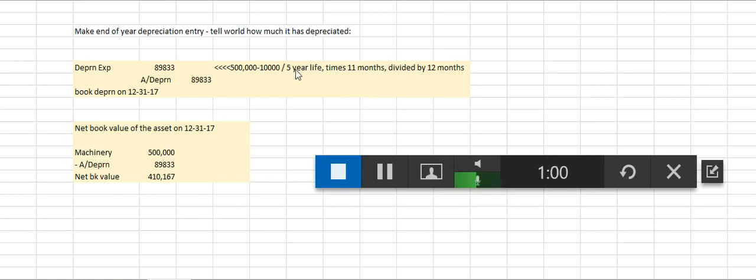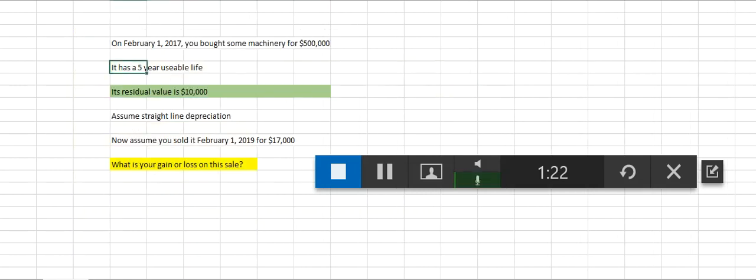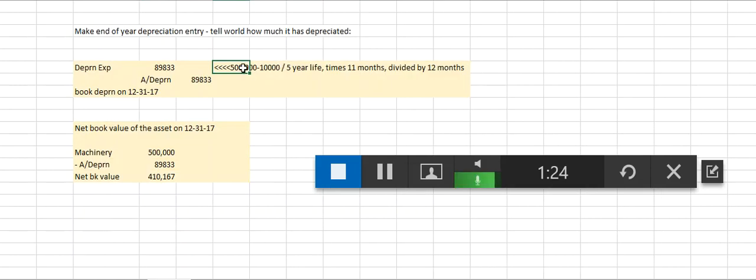it being 500,000 divided by 5, it's correctly, since it's straight line, remember the only depreciation method that ignores residual value is double declining balance, and it ignores it until the last year. We take 500,000 minus 10,000, which is 490,000, divided by 5 years. That's the usable life as per what we have here. 5-year life.